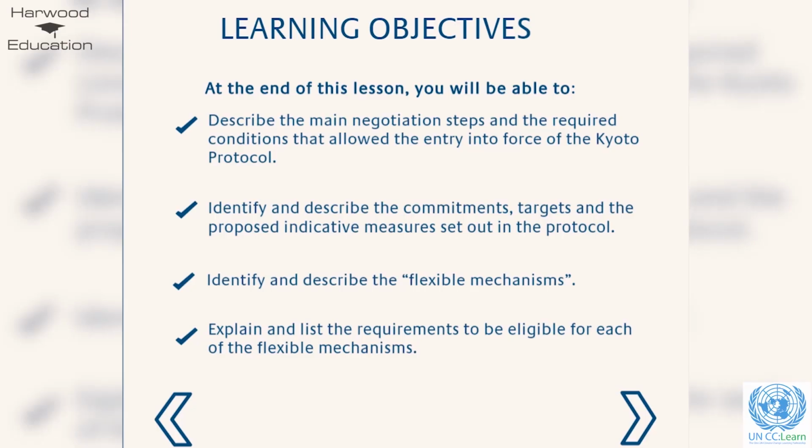Learning Objectives. At the end of this lesson, you will be able to describe the main negotiation steps and the required conditions that allowed the entry into force of the Kyoto Protocol. Identify and describe the commitments, targets, and the proposed indicative measures set out in the protocol. Identify and describe the flexible mechanisms. Explain and list the requirements to be eligible for each of the flexible mechanisms.